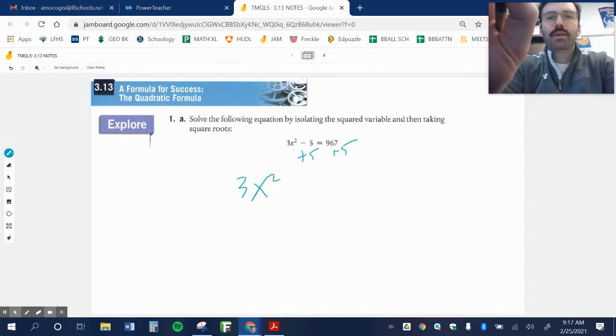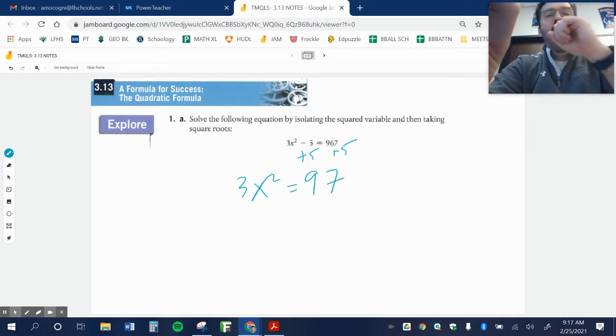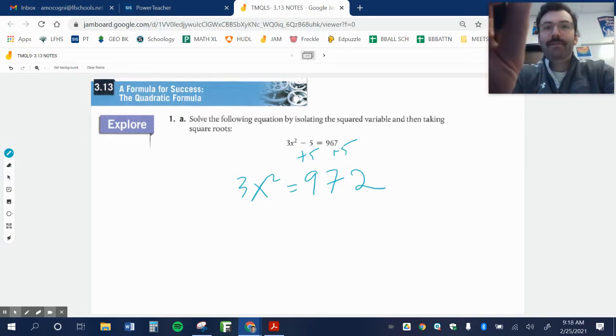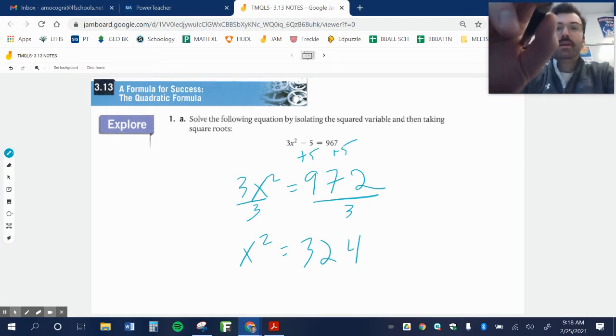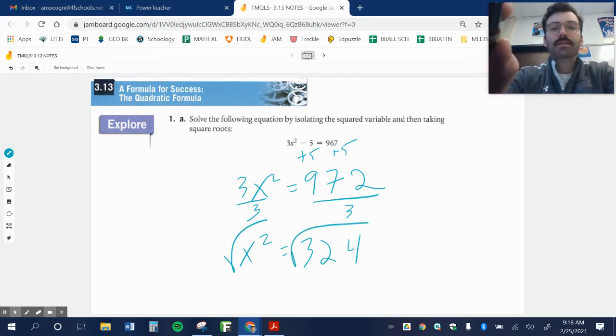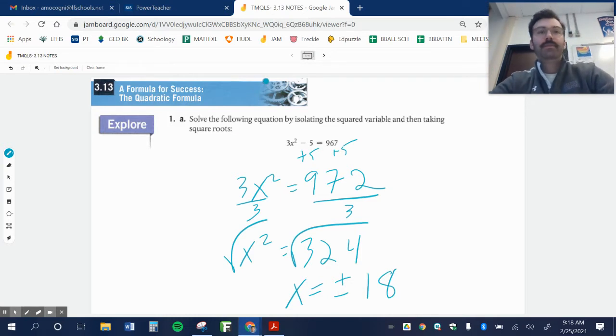So 3x squared equals 970. We're going to want to continue to isolate the squared term. Now the squared term's by itself, but the only thing stopping me from taking the square root of both sides is this 3 in front. So I'm going to divide both sides by 3. x squared equals 3 goes into 9 three times, 3 goes into 7 twice, remainder 1, 324. And then I take the square root of both sides to get x equals plus or minus 18. Boom. That was the first one.